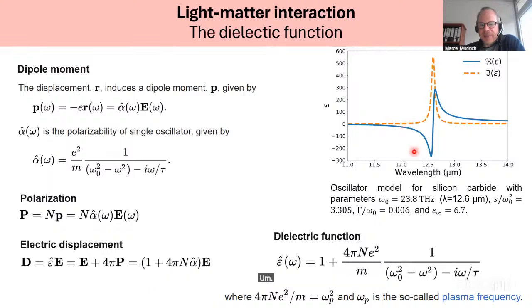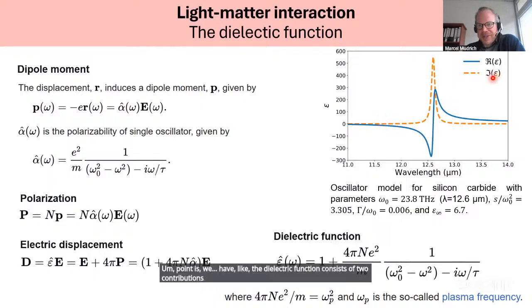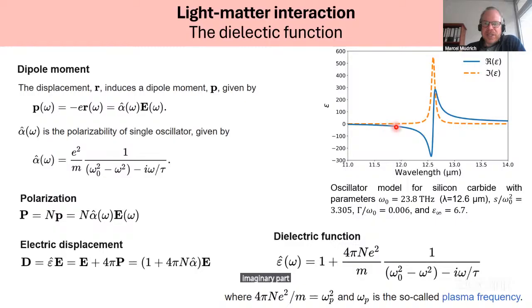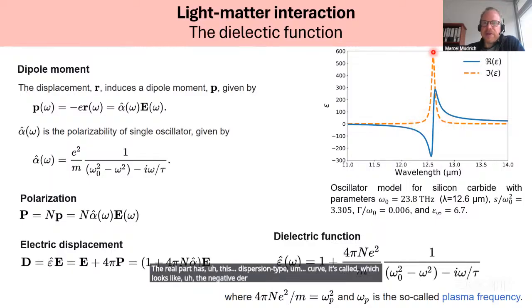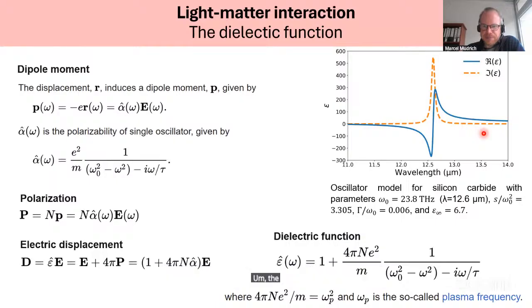The point is, the dielectric function consists of two contributions. In the end, it's a complex function, so it has a real part and an imaginary part. The imaginary part has this typical line shape, which looks like a peak. The real part has this dispersion-type curve, as it's called, which looks like the negative derivative of the peak function.